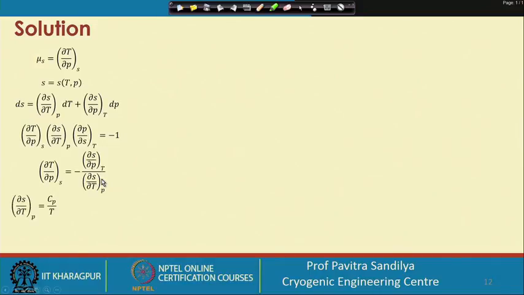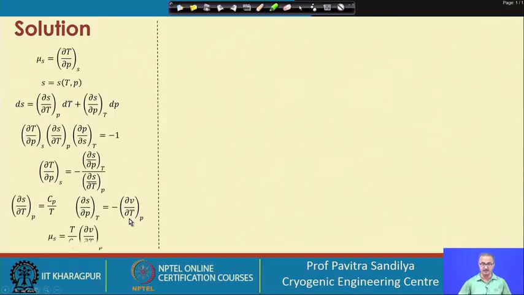And now, from the thermodynamic relationship again we find that ∂S/∂T at constant P is nothing but Cp by temperature, and this ∂S/∂P at constant T is this particular expression from the Maxwell relation. Now, this particular μS we are replacing in terms of these expressions. So, we find that μS is coming to T by Cp ∂V/∂T at constant pressure.